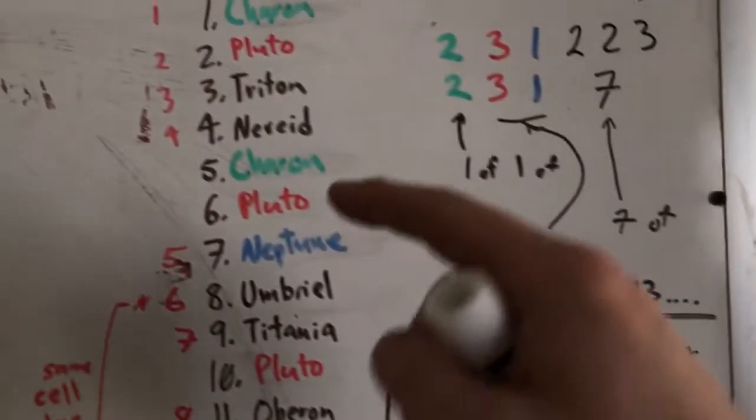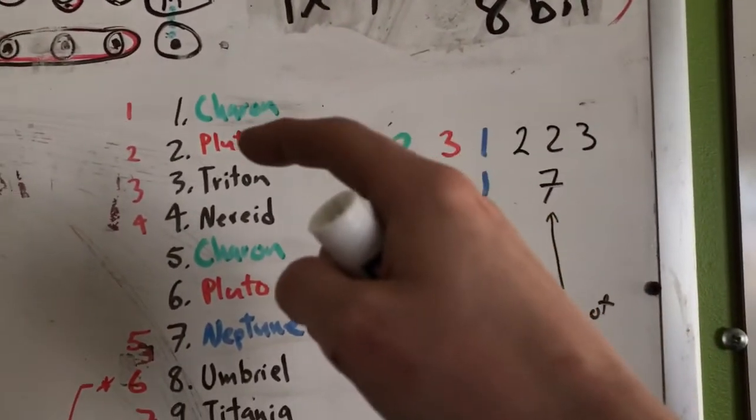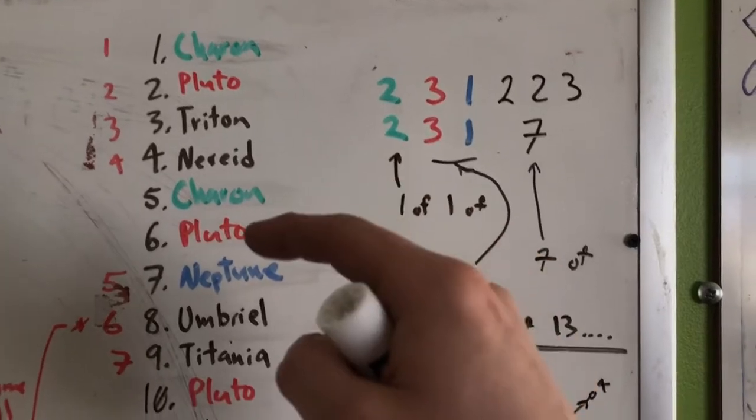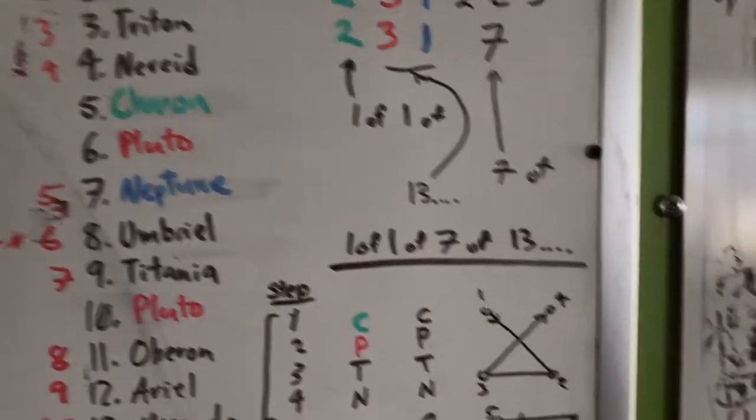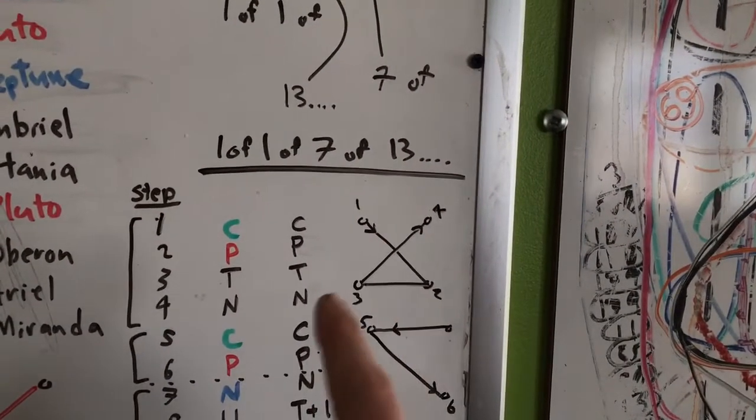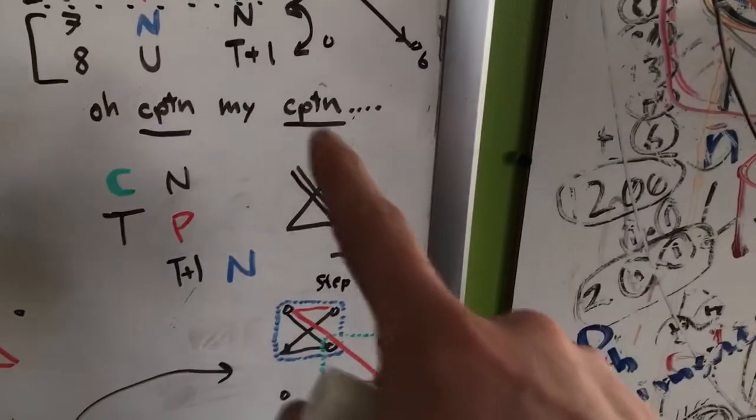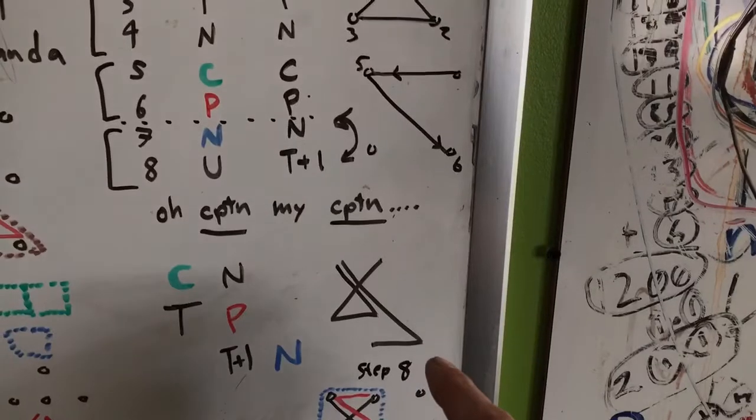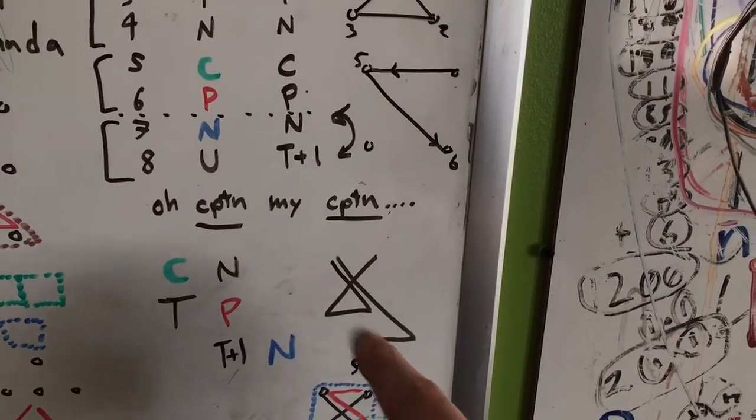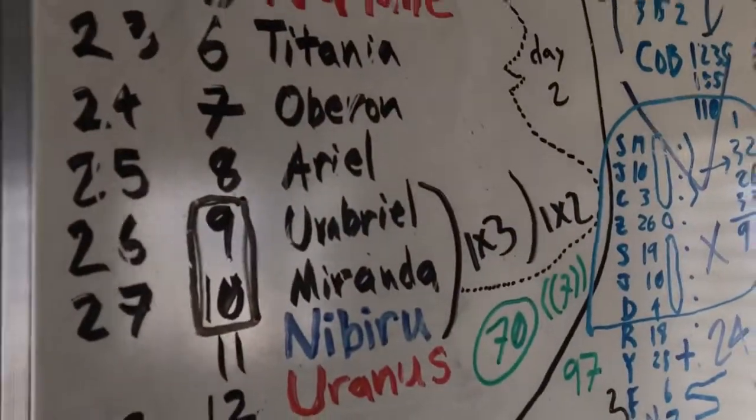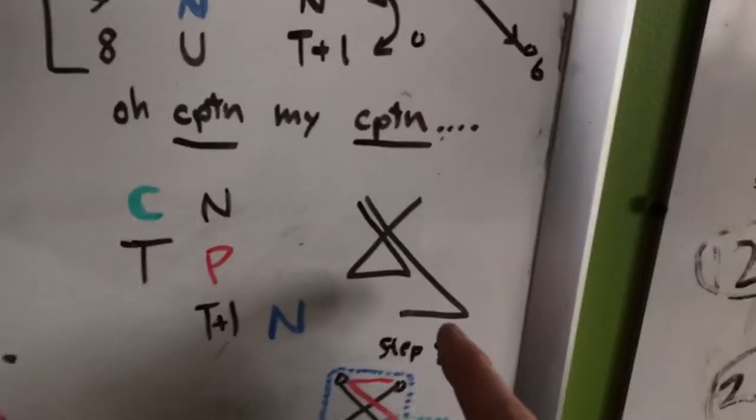But I find it interesting that the next one, once you go Charon, Pluto, Triton, Nereid, you're going to go back to Charon, back to Pluto, and then Neptune. There. That would be 7, I guess. And 1 over would be 8, and 8 would be, because it's Umbriel and Miranda, you're passing it, so you're going to count it. So it's going to be called Umbriel. So step 8 kind of looks like that.